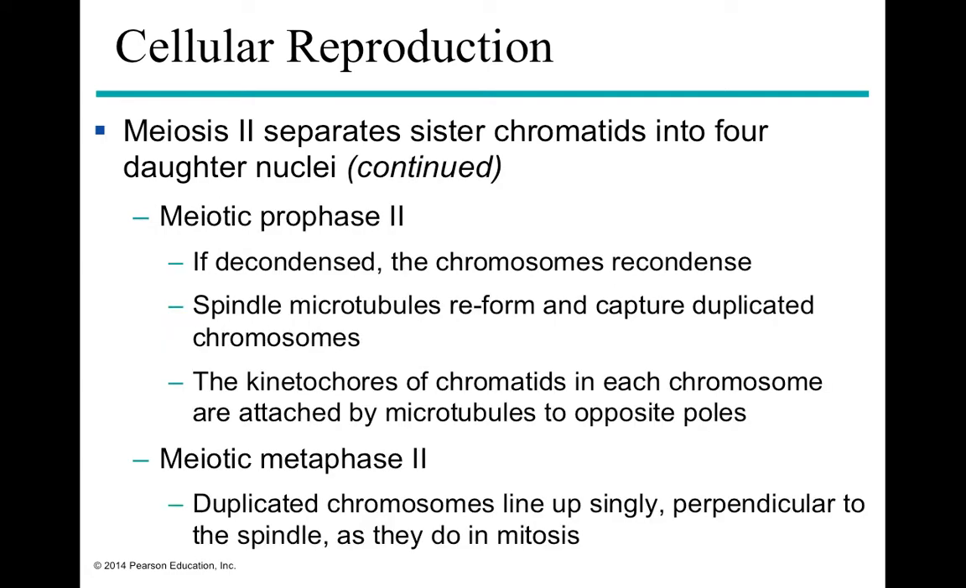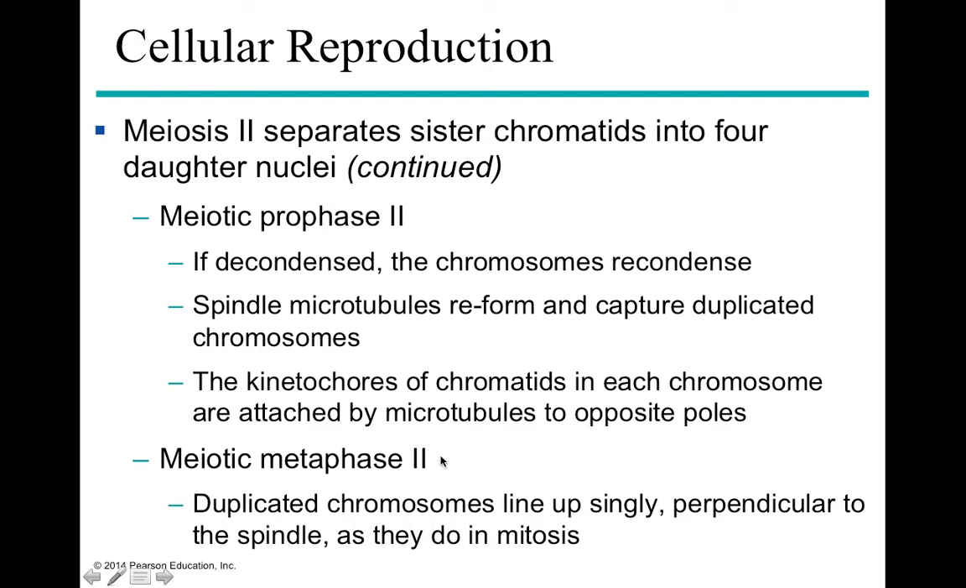We end up with recondensation of the chromosomes if they decondensed at all. Sometimes they don't, because why would they? We're entering straight into a secondary division phase. Sometimes the spindle microtubules have broken down. Sometimes they are just going to be there already, and they're going to be able to do the secondary objective, right, which is capturing the chromosomes and pulling them to opposite sides. That again is going to occur at the kinetochore region of the chromatids, which is found in the centromere.